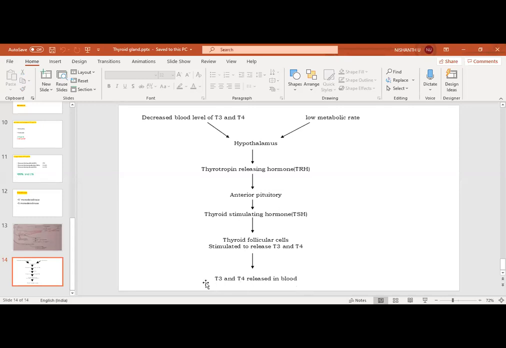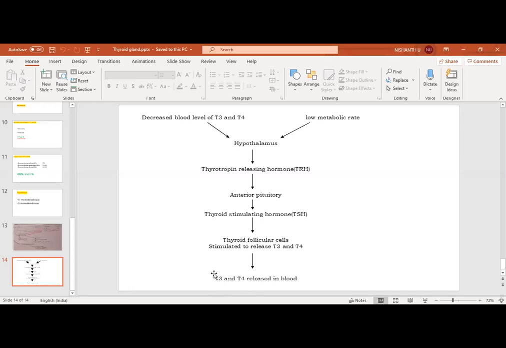Then if the content of T3, T4 becomes very high, what will it do? It will inhibit the TSH. That means T3, T4 itself will inhibit the TSH. It will inhibit the TRH also. That is called product inhibition or feedback inhibition. That means the product itself is inhibiting the substrate.